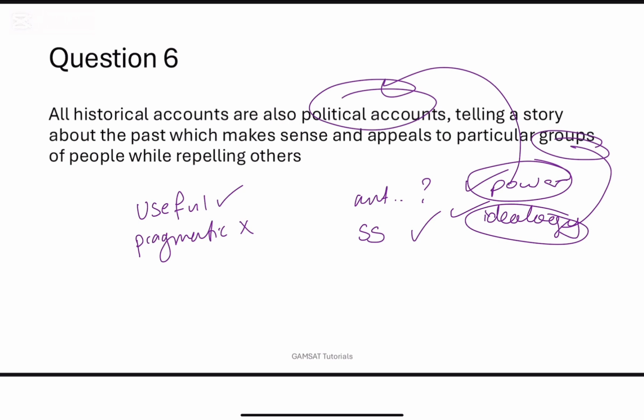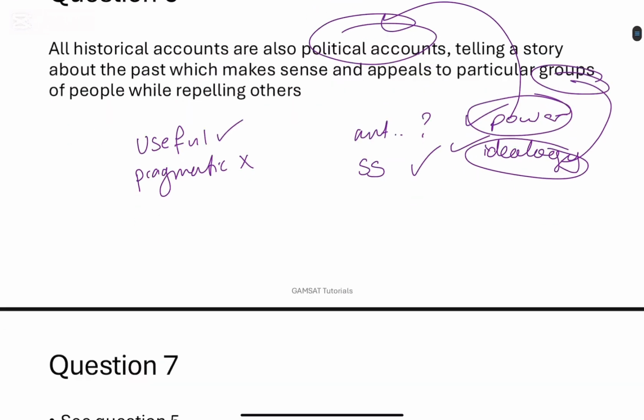D, to do with the institutions of government. I mean, that is correct because politics is government and institution, that kind of overlaps, but it's not answering the question here. So here the answer is C. Okay, question 7.